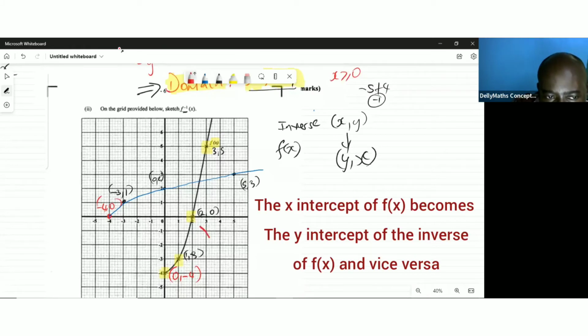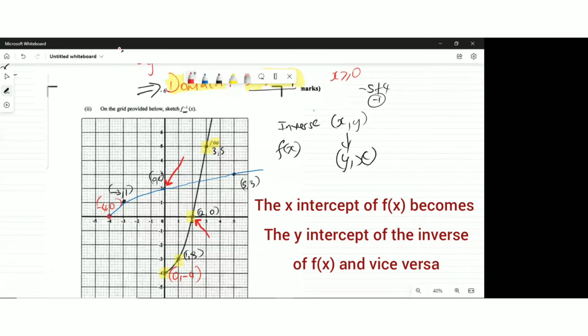Look at the x-intercept. The x-intercept becomes the y-intercept for the inverse. Look at it. The numbers aren't the same, but you could get what I'm saying. For example, the x-intercept, the graph crossed 2 on the x-axis. The inverse of it crossed 2, but on the y-axis. You see my point yet?